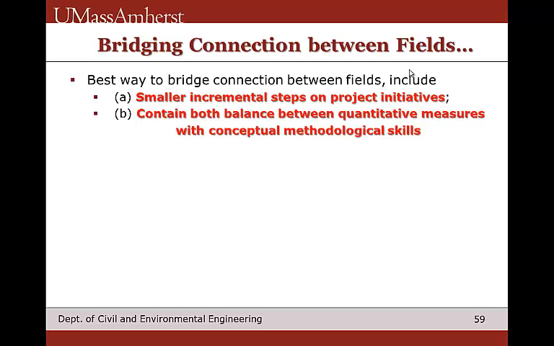Another way is to contain both a balance between quantitative measures and conceptual methodological skills. Wow, I sort of butchered that, but you get the idea here that you can have quantitative measures that say, okay, well, there's lots of traffic. There's 100 vehicles that go through this intersection every hour. Okay, great.